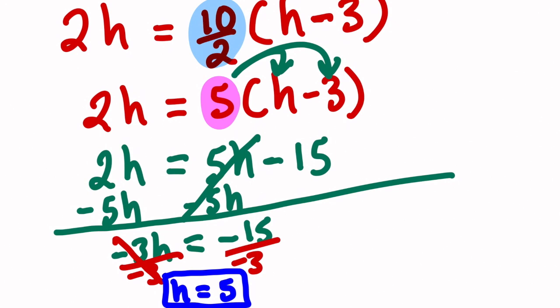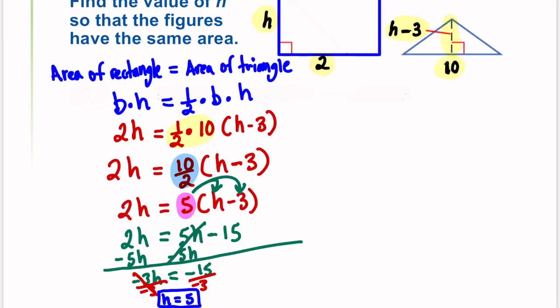So if I were to find the area of those two shapes and replace the h with 5, I would get the same area, which in this case happens to be 10. So when h equals 5, these two shapes have an area of 10. And that's what you have to do for these problems.